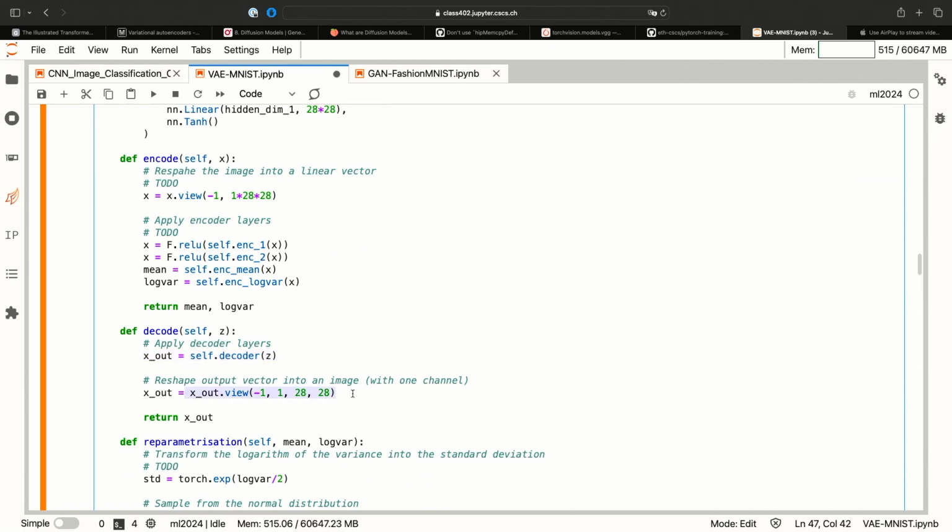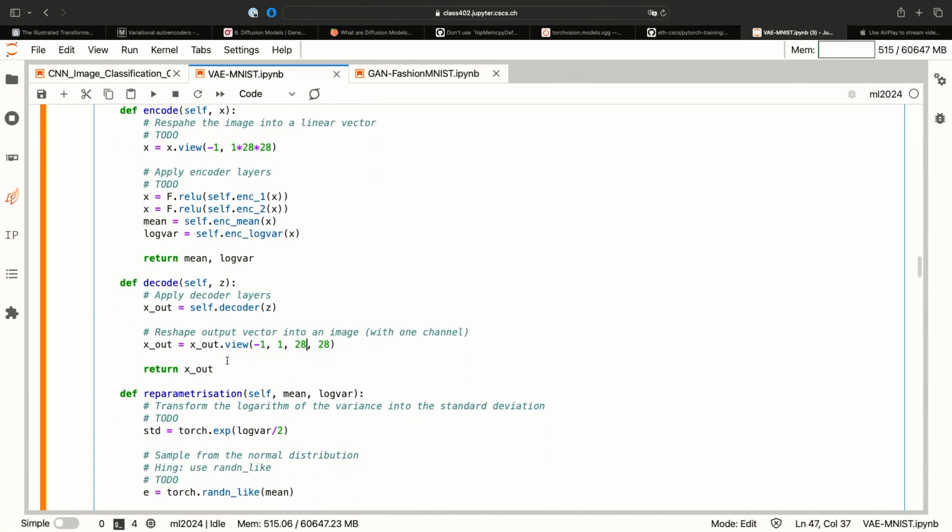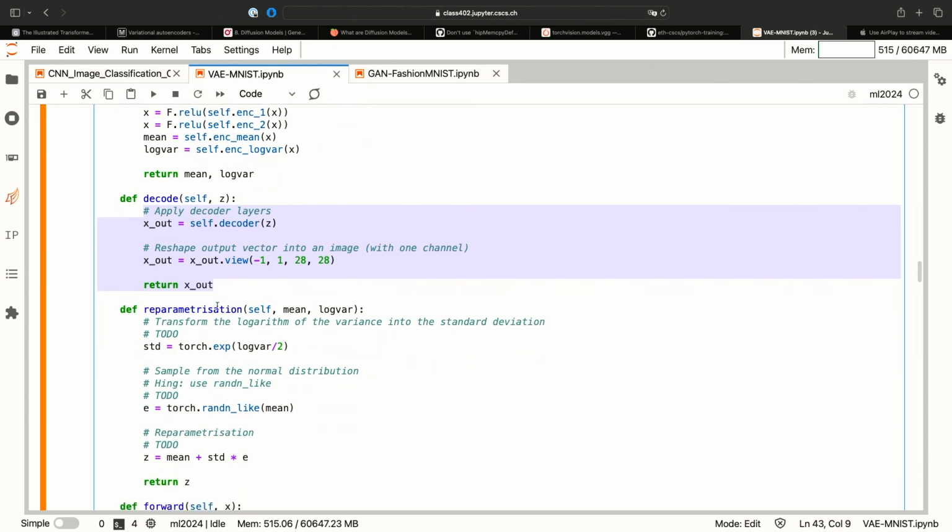And then the only thing that you need to remember is that the output is a linear layer, so you have a linear vector, and you have to reshape it into something that looks like an image. So you just use the view as usual to reshape it, and this is your output.